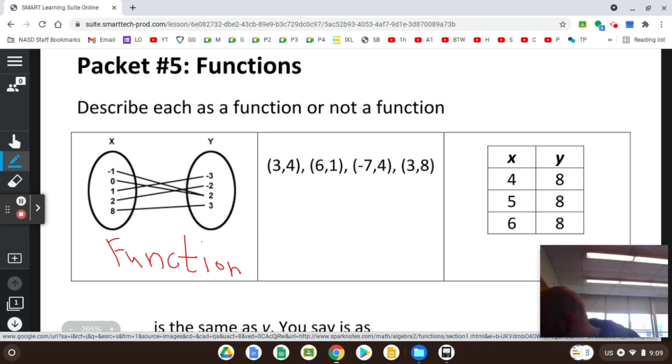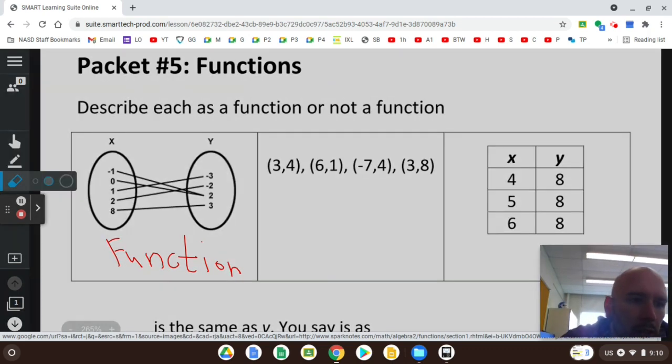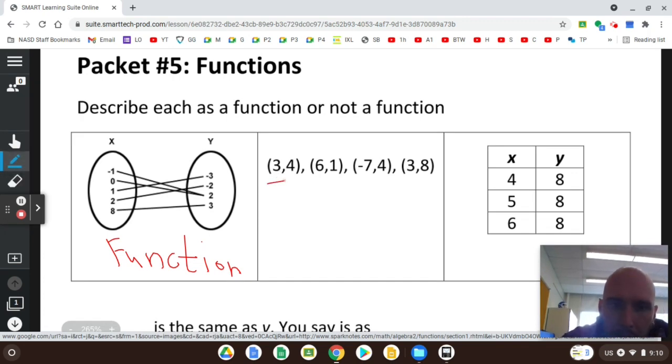As I'm getting a pen from my backpack, let's take a look at 2. 2, the middle one, we'll see if any of the x values repeat. So I have the points 3, 4, 6, 1, -7, 4, and 3, 8. I see repetition in the x values. I dropped my stylus. We're ready. All right. These 3 values repeat right there and right there, which means this is not a function, and it's not a function because the x values repeat.